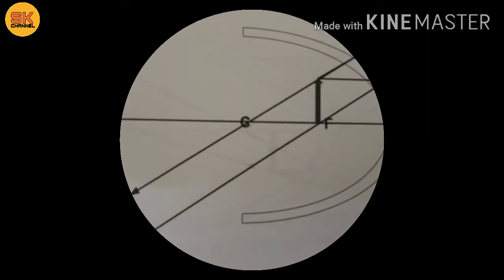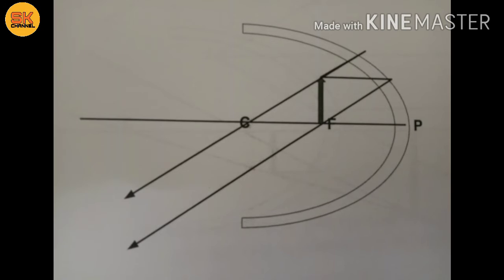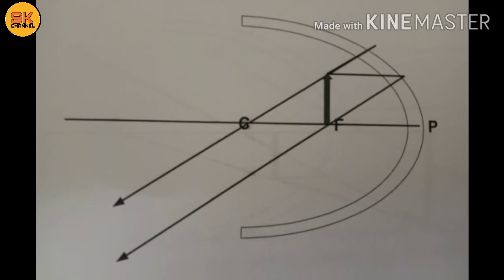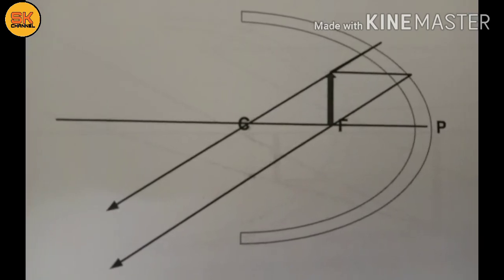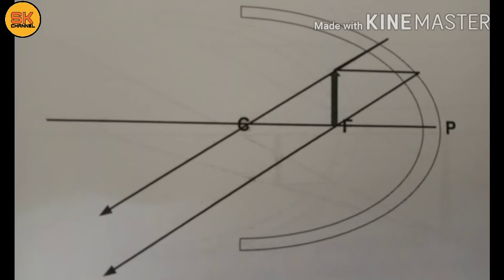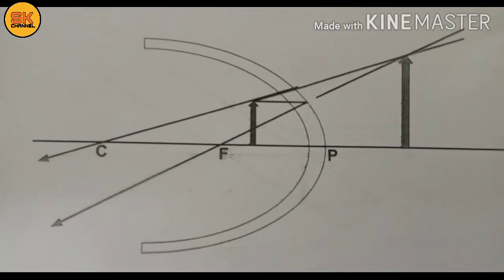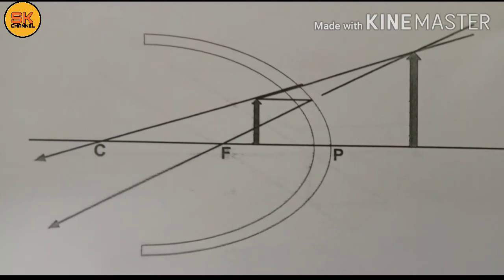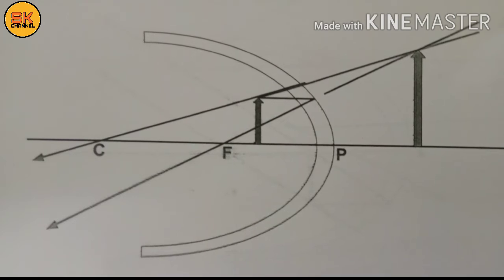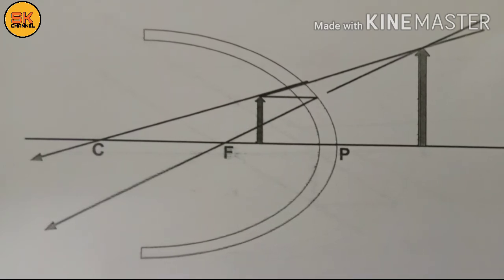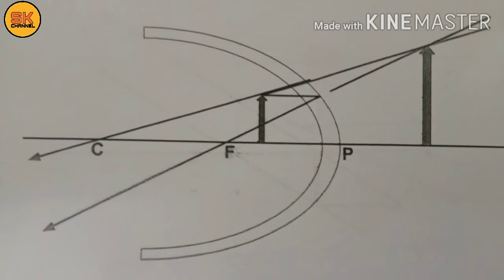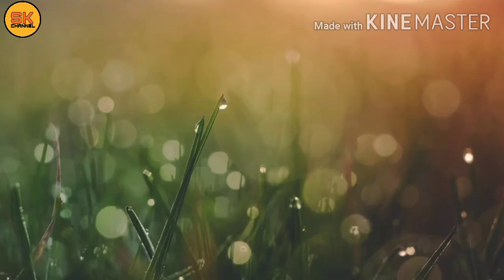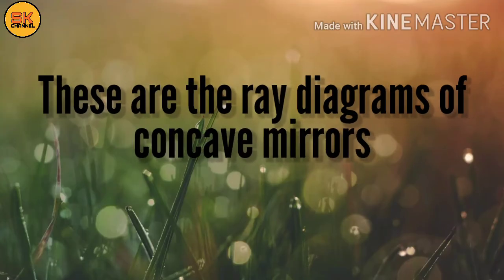5. Object placed on focal point. Here image is formed at infinity because the rays do not converge at a point. 6. Object placed between pole and focal point. Here the image is formed behind the mirror. As it is formed behind the mirror, it is a virtual image, and it is erect and magnified. Now these are the ray diagrams for concave mirror.